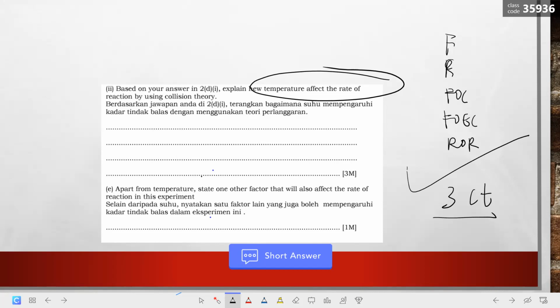Apart from temperature, you're doing calcium carbonate one more time with hydrochloric acid. What is another factor? You should tell me. Tell me now. Let me have Bhavi. Concentration of hydrochloric acid. Very good, correct.